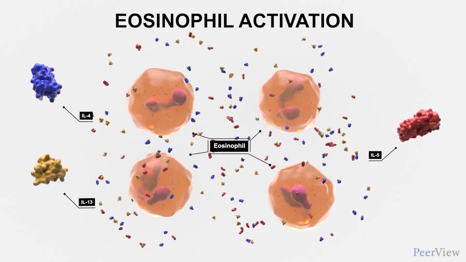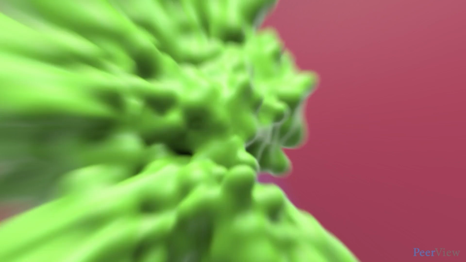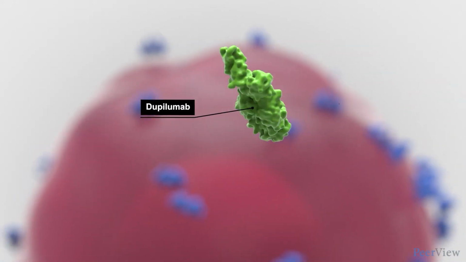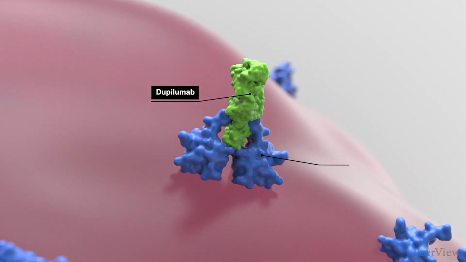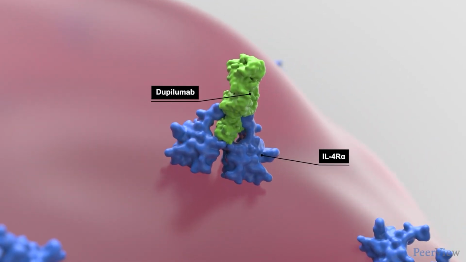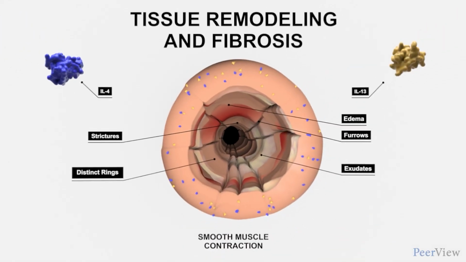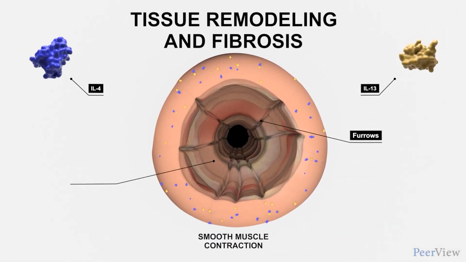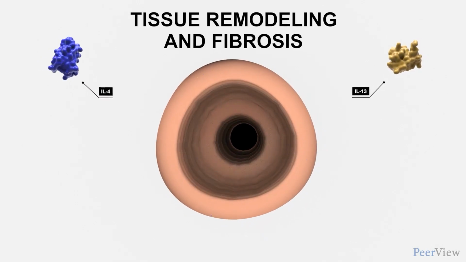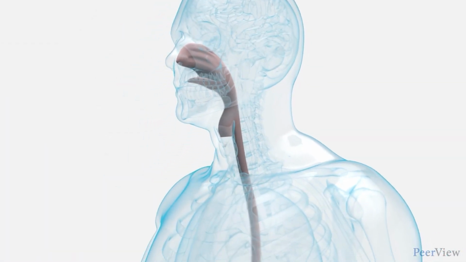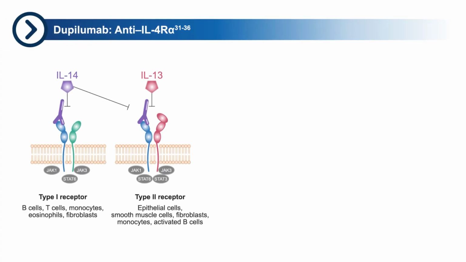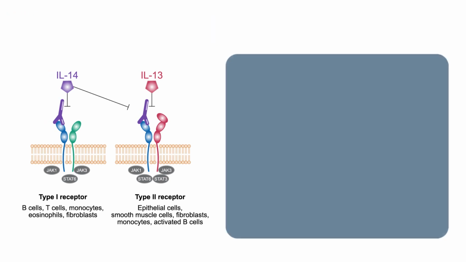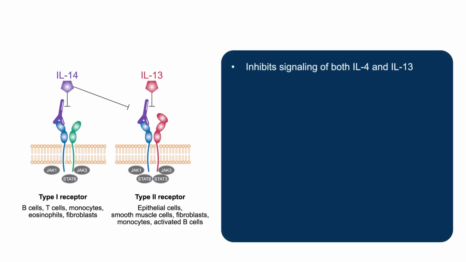IL-5 drives eosinophil differentiation in the bone marrow. Dupilumab is a fully human monoclonal antibody that binds to the shared alpha subunit of the IL-4 receptor and therefore inhibits IL-4 and IL-13 signaling. By inhibiting IL-4 and IL-13 signaling, type 2 inflammation is reduced, decreasing eosinophil count and improving symptoms of EoE, including difficulty swallowing, for patients. Dupilumab is a newer biologic therapy that acts at the IL-4R alpha subunit to decrease signaling of IL-4 and IL-13.